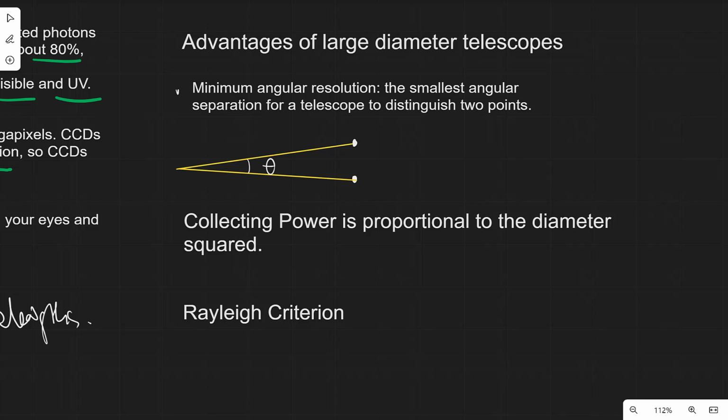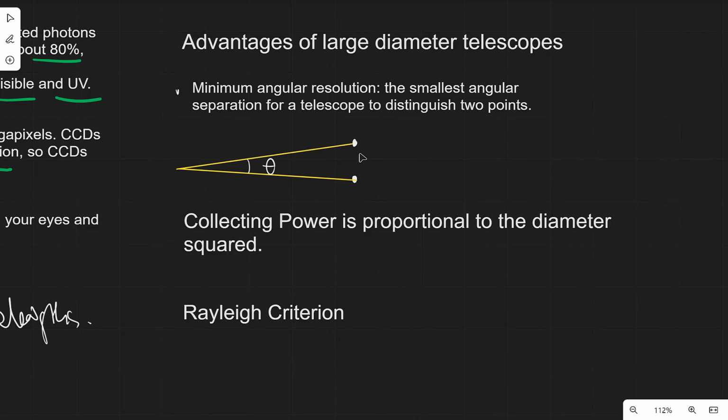Think of it as the smallest angular separation for a telescope to distinguish between two points. So if our telescope is rubbish, those two points are just going to appear as a single point. If we were to get closer and closer and closer, this angle here will become essentially bigger.